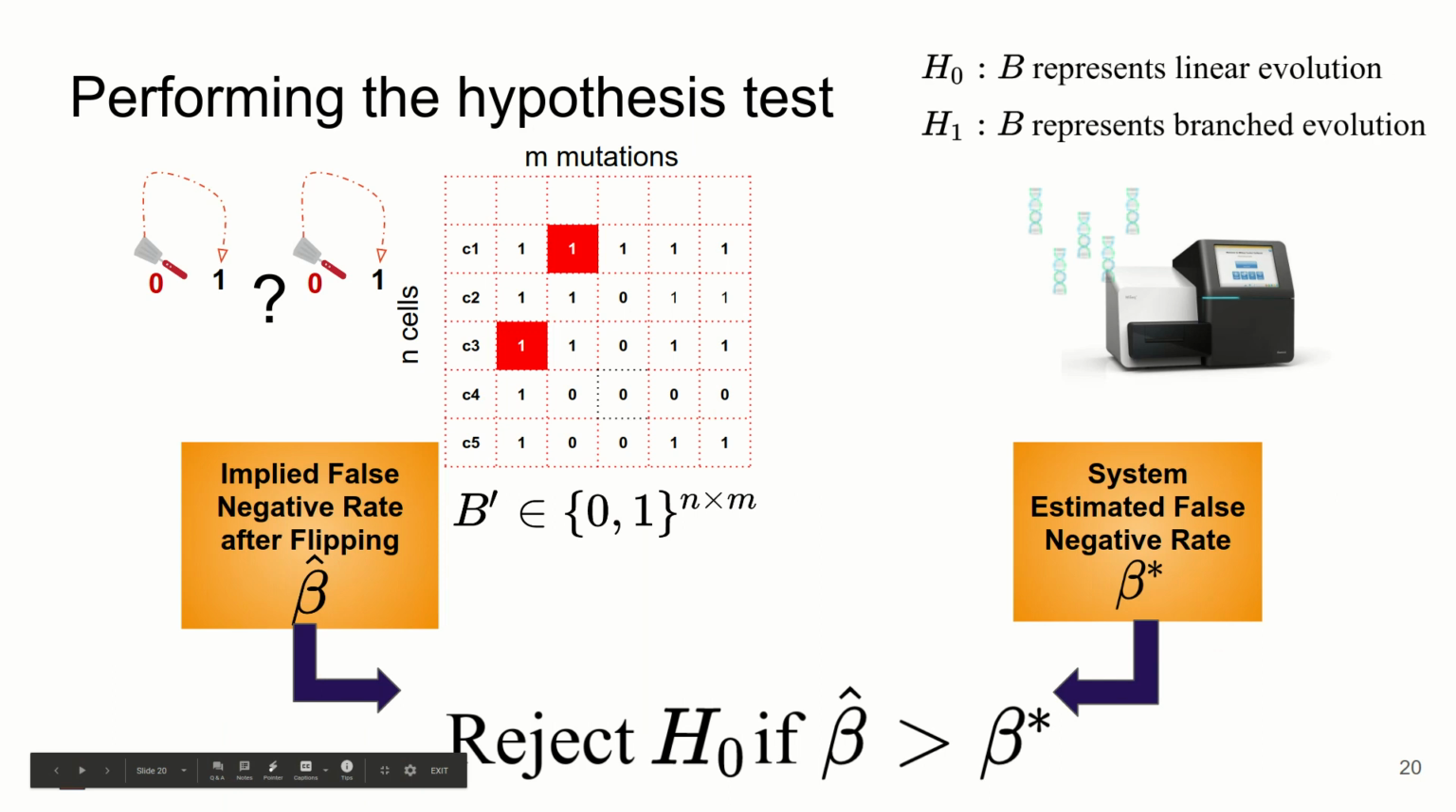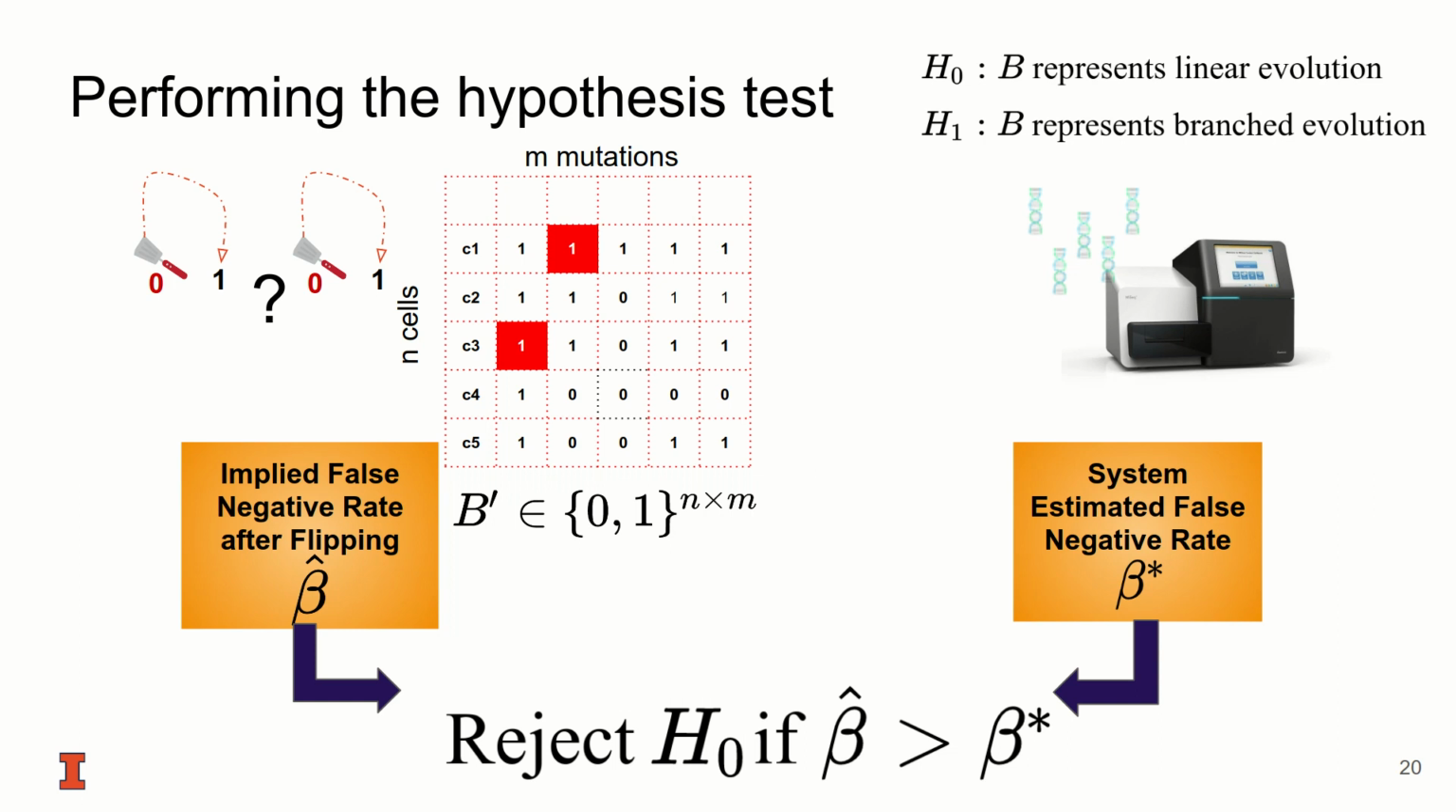So once we get a solution to the linear perfect phylogeny flipping problem, then we can use our output to perform a hypothesis test. So recall that our null hypothesis is that our single-cell data represents linear evolution. So using the outputted number of flips in the corrected matrix B prime, then we can estimate the implied false negative rate beta hat. And just recall we have two assumptions here.